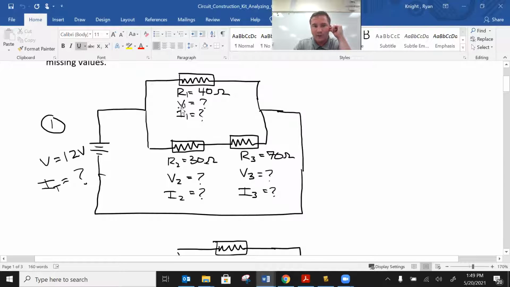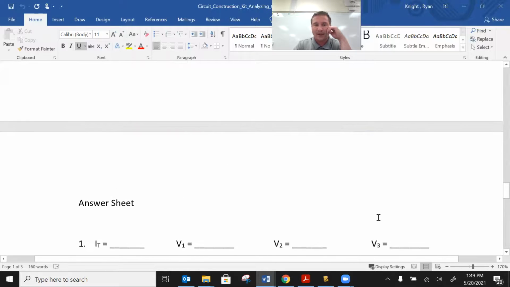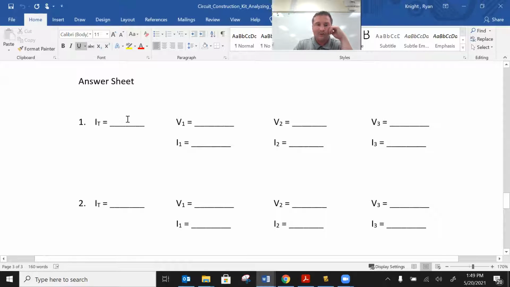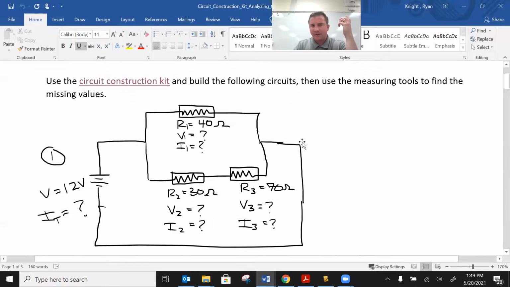Then I want to know, all right, what is the voltage of resistor 1 and what is the current through resistor 1? What is the voltage and the current for this resistor? And what is the voltage and current for this resistor? So I want to know the voltage and current for all three of those. And if I scroll down to the bottom here, I have my answer sheet where I can put the current through the battery, voltage and current for resistor 1, voltage and current for resistor 2, and voltage and current for resistor 3. So I have a spot to answer all of those numbers. All right, so that's there for us. The last thing is figuring out how to measure all those, right?